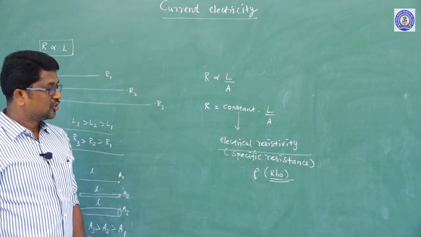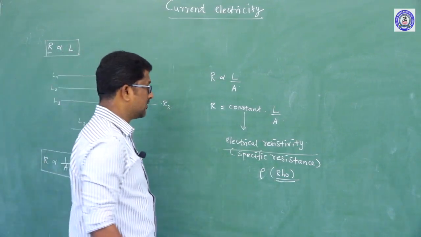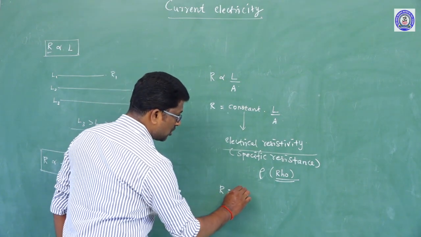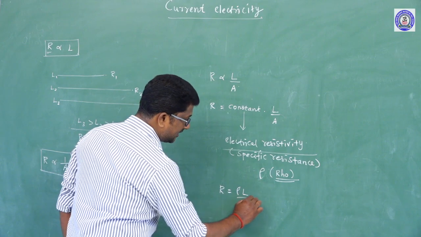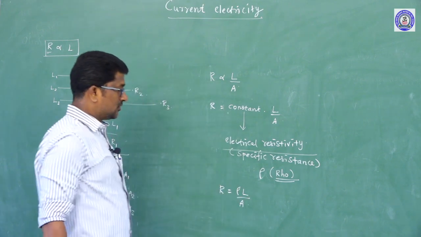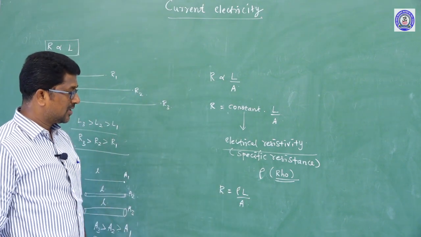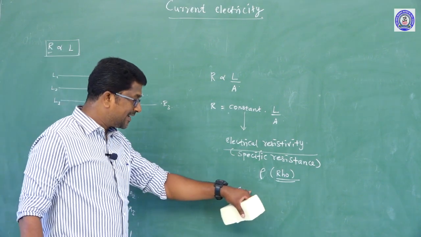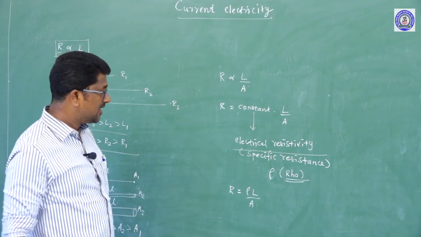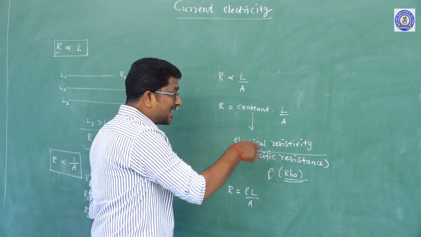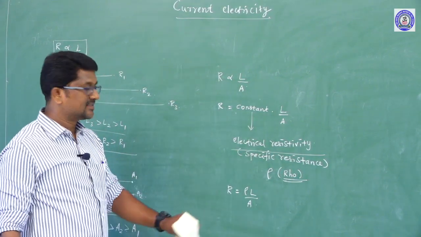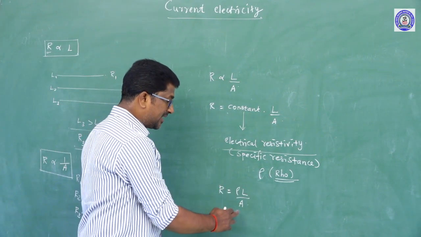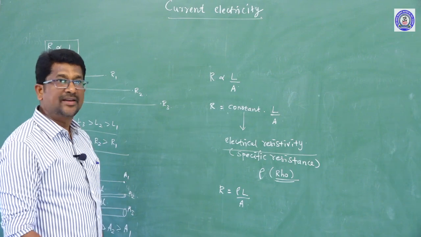Electrical resistivity is denoted by the letter rho, right? So now this equation can be written as R is equal to rho L divided by A. So the resistance of the given metallic wire or material is given by the formula R equal to rho L divided by A. What is rho? Electrical resistivity of the material. L is the length of the material, and A is the area of cross section of the given material.